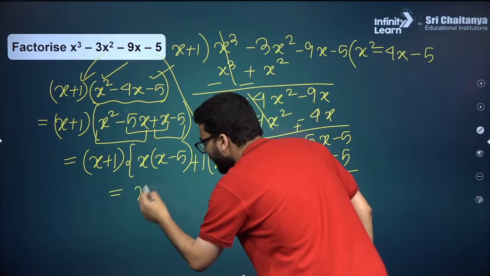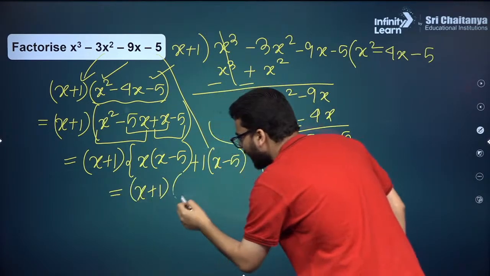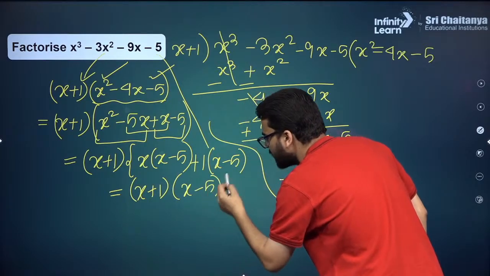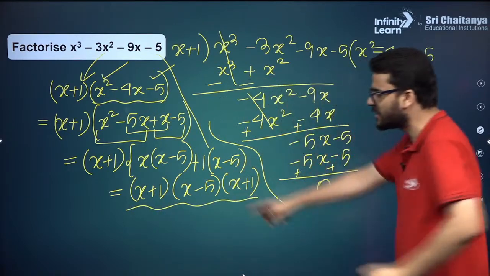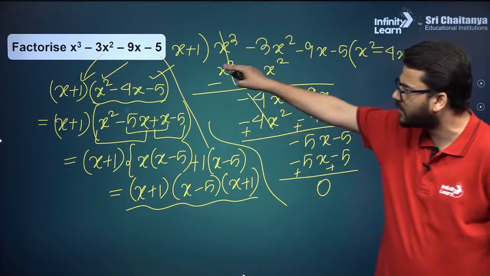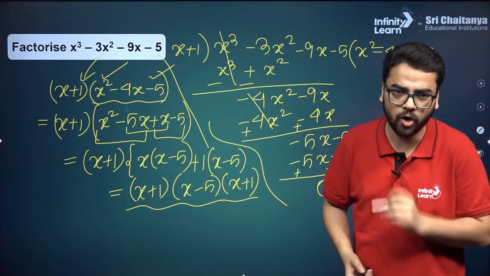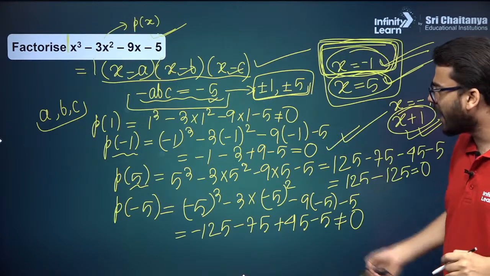Now out of the whole expression, what can I do? I can take x minus 5 as common, so x plus 1 will be left. I hope that is clear. So can I not say that this is the required factorized form of this cubic polynomial? Yes or no? Now actually, what is the answer to this question?